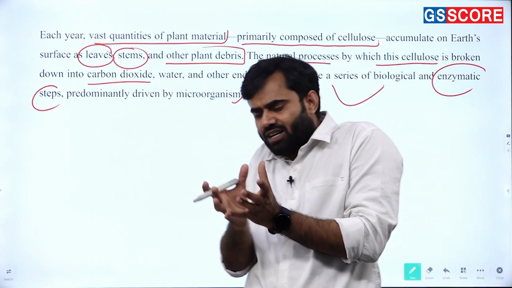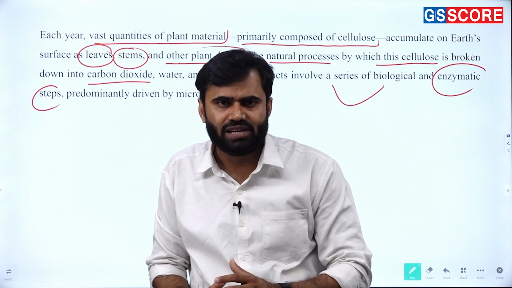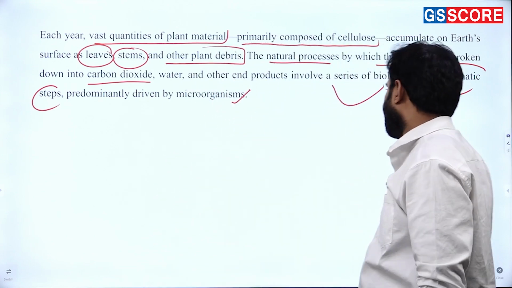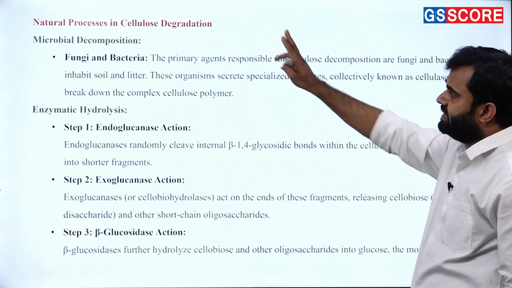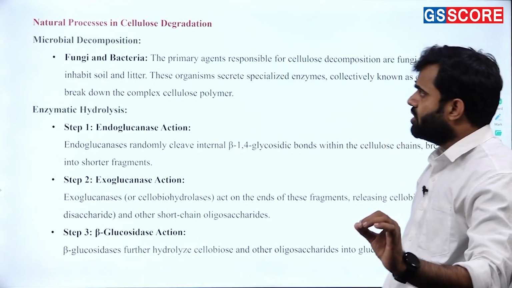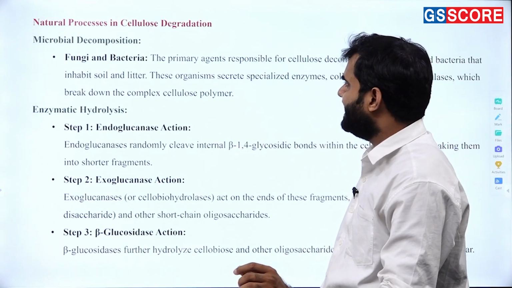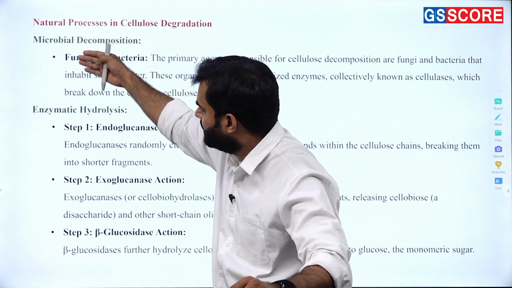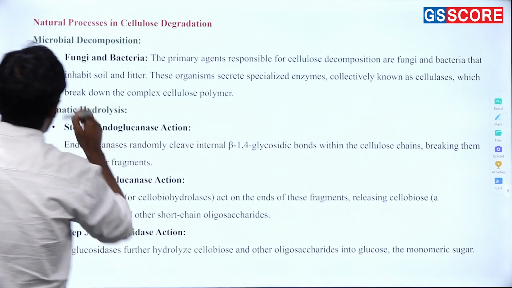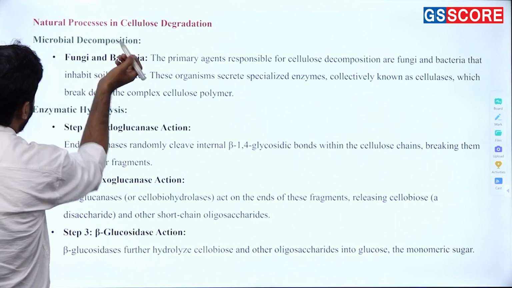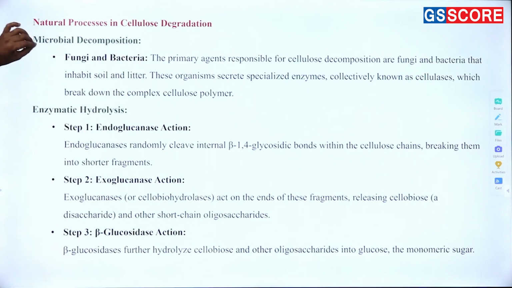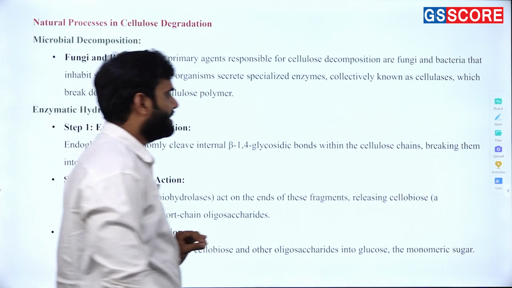Means this is the complex web, which you have to mention separately, each and every important area. Look, how will we do it here? This is our whole question: what are the natural processes in cellulose degradation. These all are the natural processes. Means microbial decompositions. Look, in the microbial decompositions we discuss the fungi and bacteria. It is very important, brother, very important: fungi and bacteria.